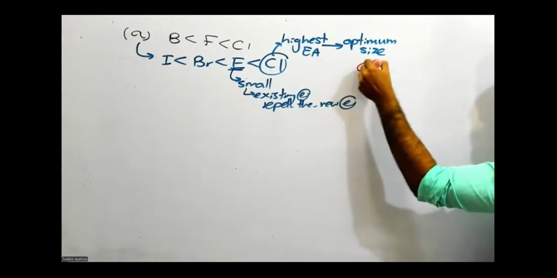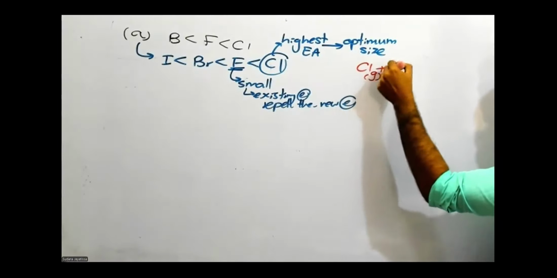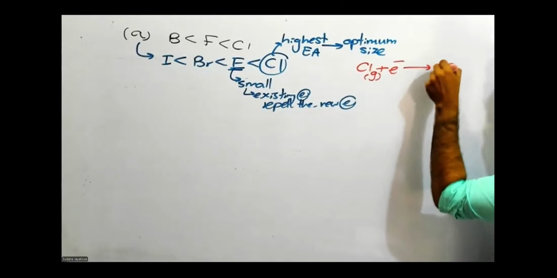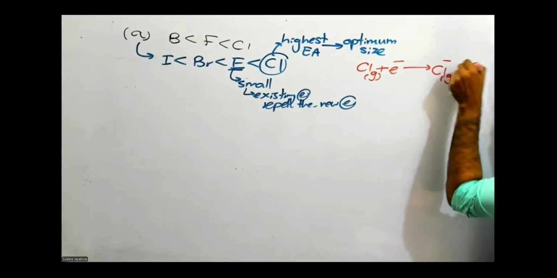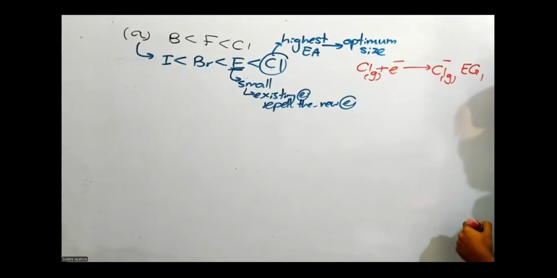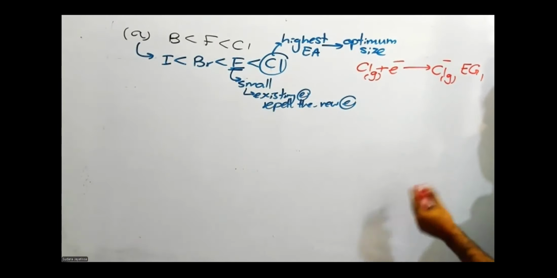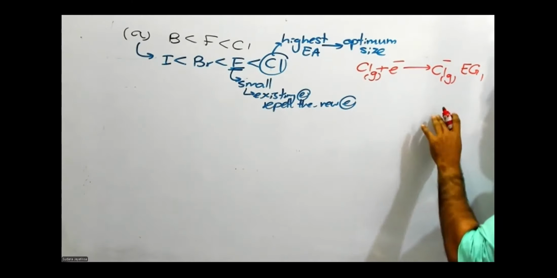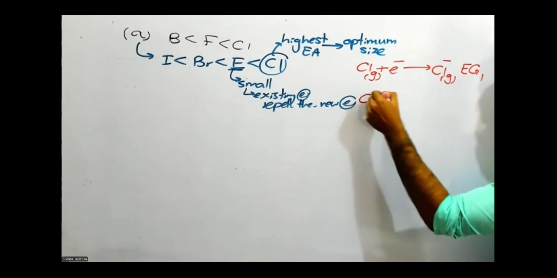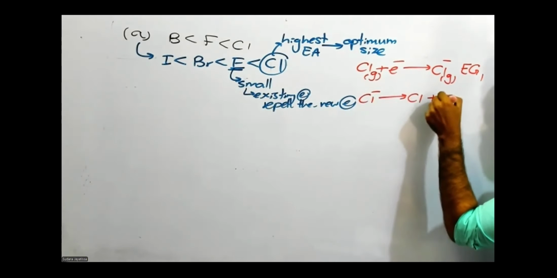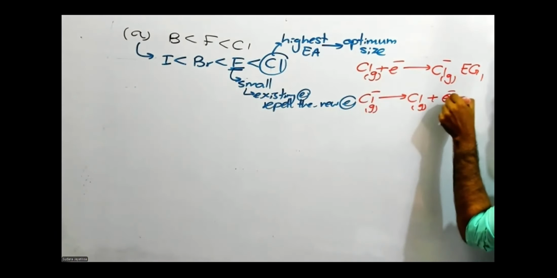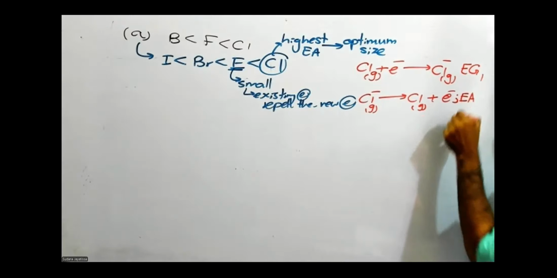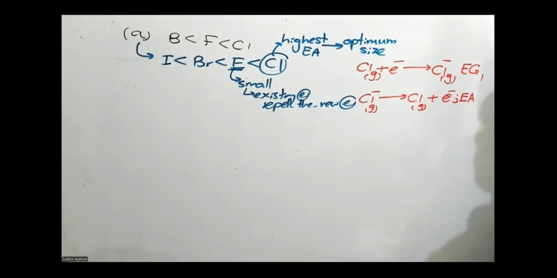You have this Cl gaseous atom, and it takes a given electron and becomes Cl minus, no? So that is called electron gain energy 1, Eg1. Okay, electron gain energy 1. And the opposite of that one, that means Cl minus goes to Cl and an electron again. That energy is called the electron affinity. So the same reaction but in the opposite direction.